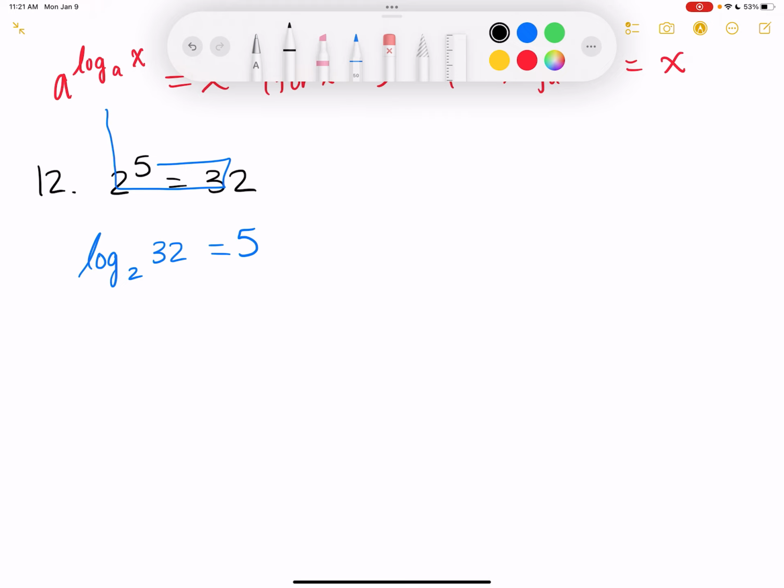So then like the reverse of it, number 16, log base 5 of 5 is equal to 1. So now I have a log and I need an exponential. So I start here at the 5, I come around and I make an E. So this is 5 raised to the 1 is equal to 5.